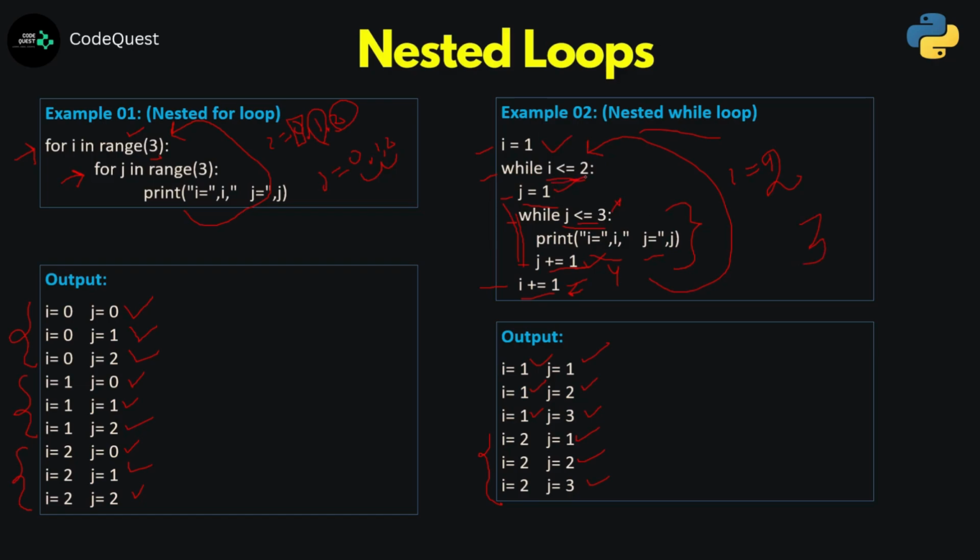Now when we check this outer condition, 3 less than or equal to 2, this is also false. The outer loop condition tested false. Hence this entire nested loop is going to stop. In the meantime, we have got this set of outputs.